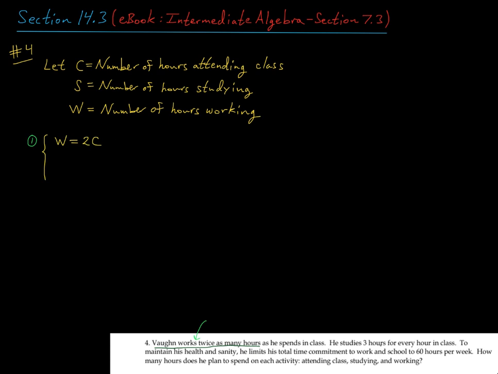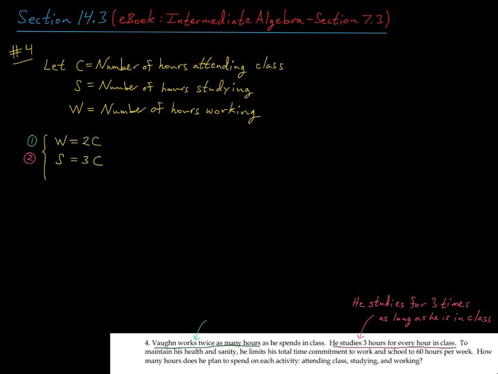Okay, then he studies 3 hours for every hour in class. Be a little bit careful here. This is really saying he studies for 3 times as long as he is in class. So if I triple the class hours, that will give me the number of hours studying. So C here is the smaller number. If I triple the smaller number, that gives me the bigger number, which is the hours studying, right? So it's a 3-to-1 ratio for study hours to class hours.